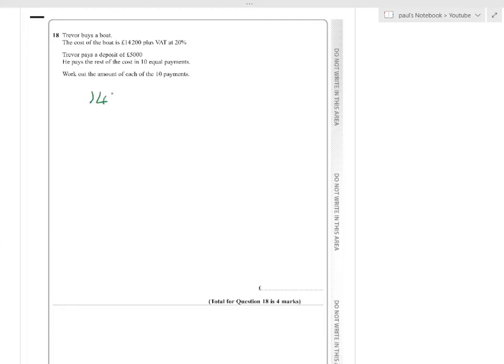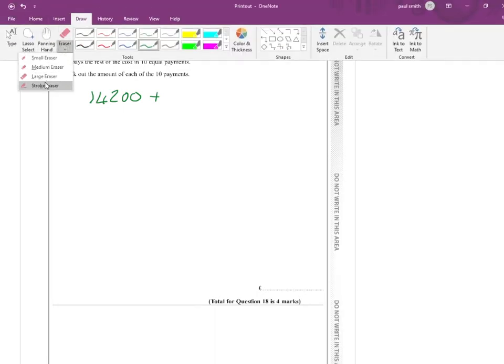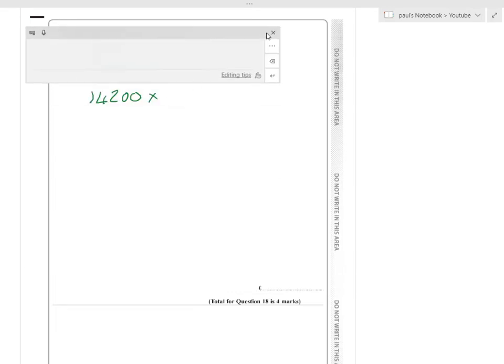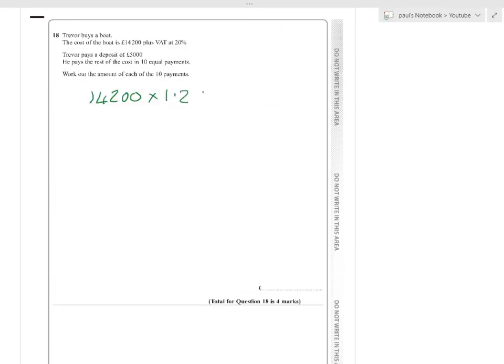So 14,200 plus the 20%. So I'm going to multiply that by 1.2. Yeah. So 14,500 times 1.2 gives me 17,400. Right, take away the 5,000 deposit, gives me 12,400. Rest in equal payments.